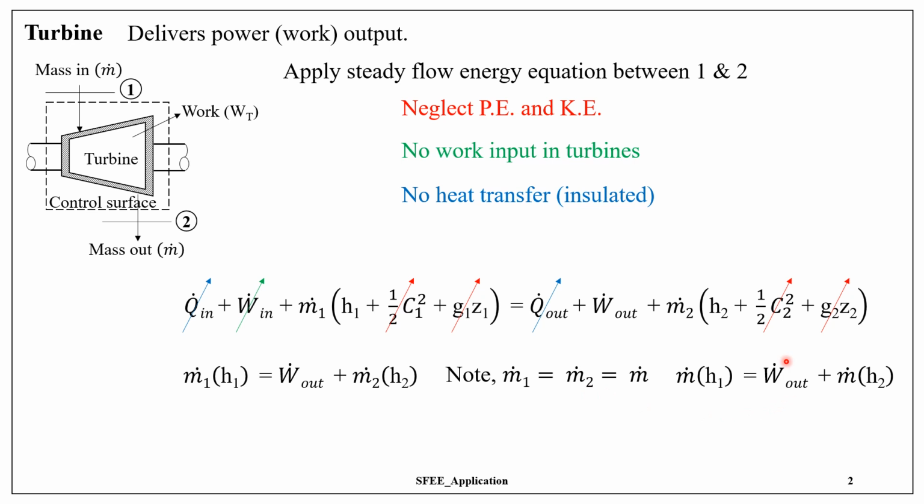Accordingly, we can rewrite the equation like this, and from this, on rearrangement, we get what is the work output from a turbine. So M dot (H1 minus H2) is the final expression to calculate the work output from a turbine, also represented using the symbol W suffix T. So H1 and H2 are the enthalpies at the inlet and the outlet.